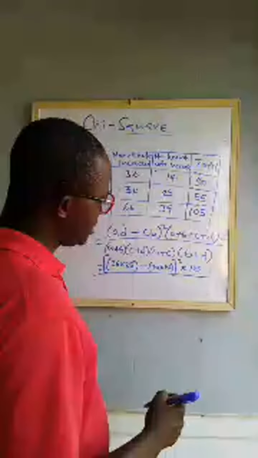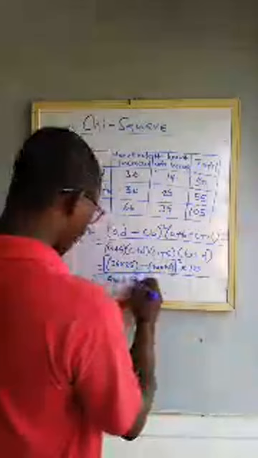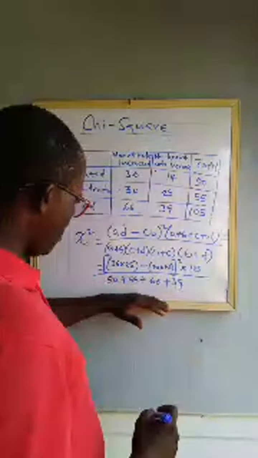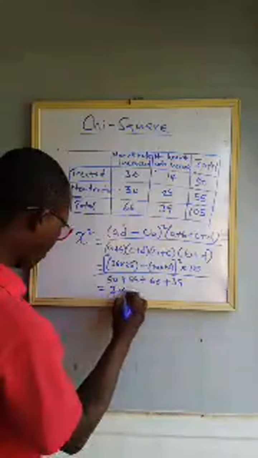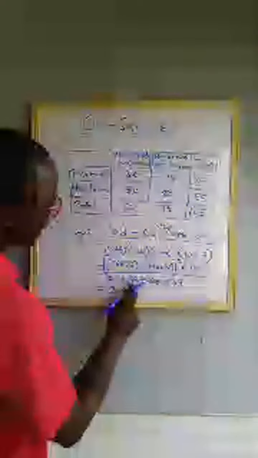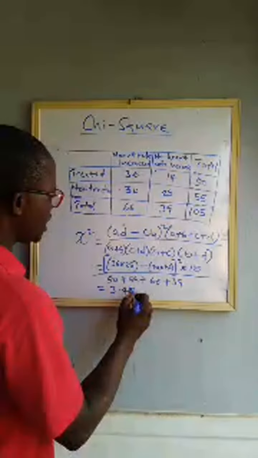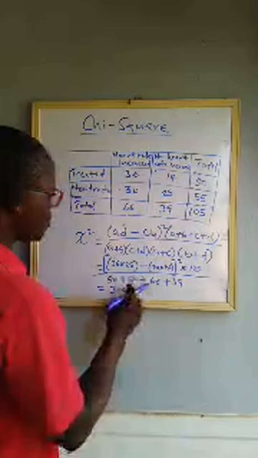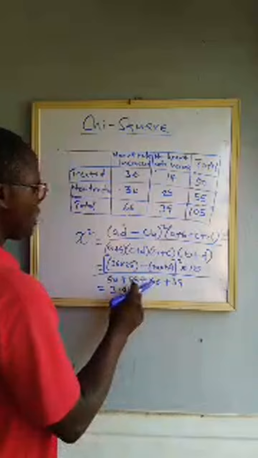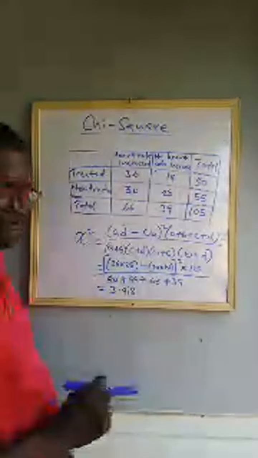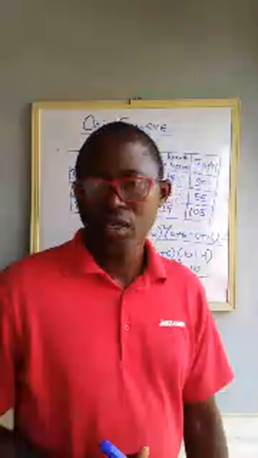That's 50. C plus D, that's 55. A plus C, that is 66. And then B plus D, that's 39. Now, if you calculate this carefully, what you will get is 3.418. You can cross-check using your own calculator. And this is the chi-square value that we calculated, 3.418, for the 2x2 contingency table.